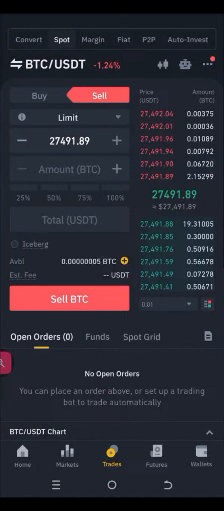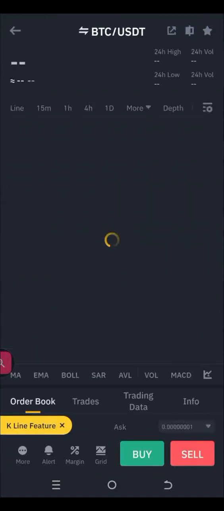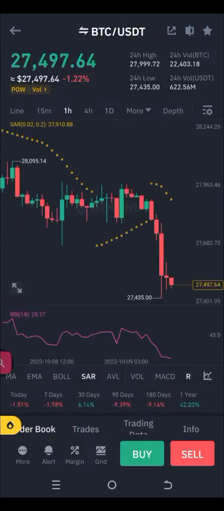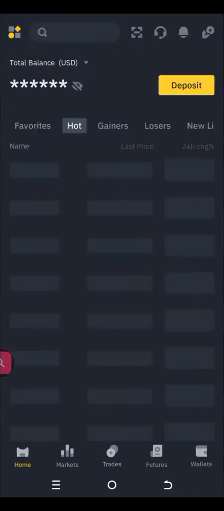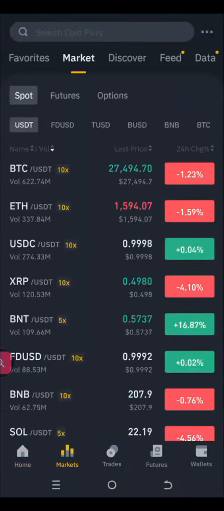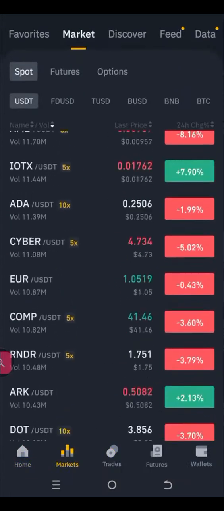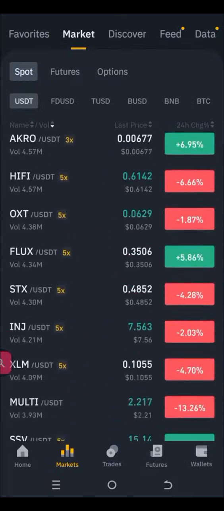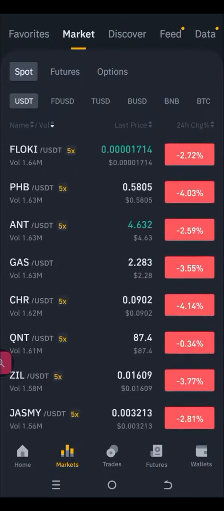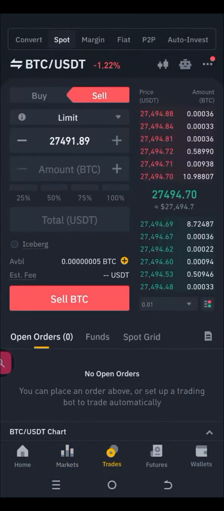Look at BTC. BTC is dumping. This is one day. It's really been a bloodbath, as you can see here. If we go to the home page, you'll see that everywhere is red. A lot of coins are currently dumping right now. So the market is red, as you can see. It's almost 90% red. And so in that case, we'll definitely have to set a sell limit.